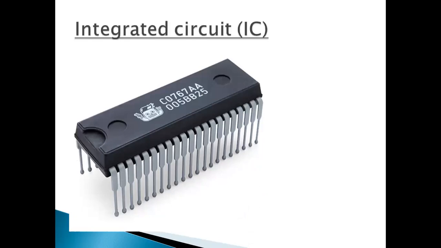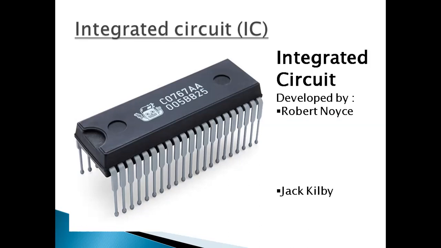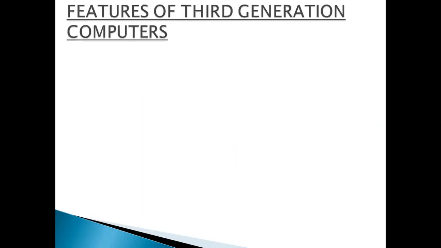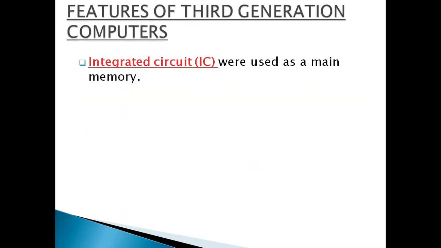Now, here's the picture of integrated circuit, and it was developed by Robert Noyce and Jack Kilby. Now, features of third generation computers. Integrated circuits were used as main memory, which is semiconductor as well. That means somehow electronic equipment was used in third generation computers.